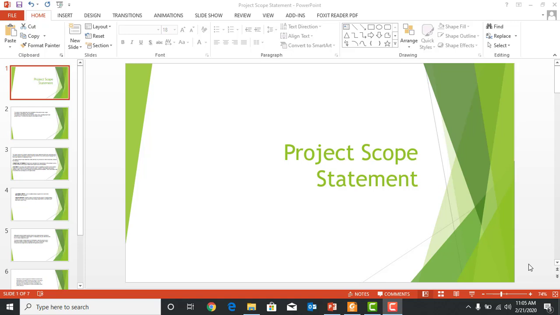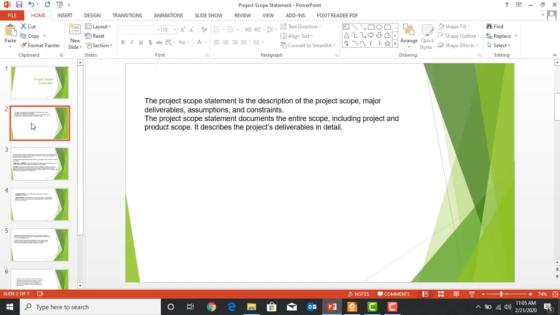Project scope statement is an output in the process of defining scope. And what is the scope statement? The project scope statement is the description of the project scope that includes major deliverables, assumptions and constraints. It documents the entire scope including the project and product scope, and it also describes the project deliverables in detail.